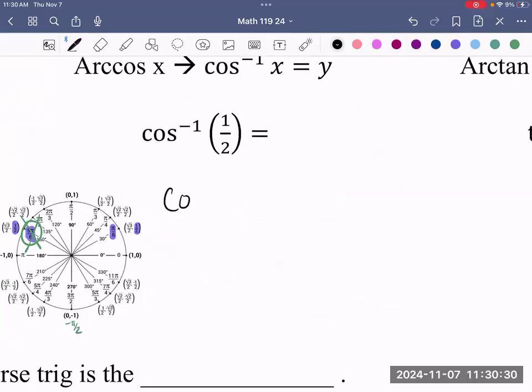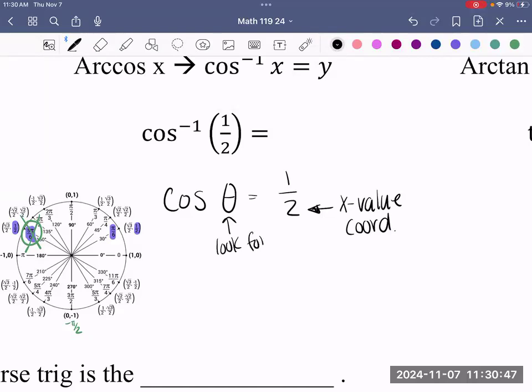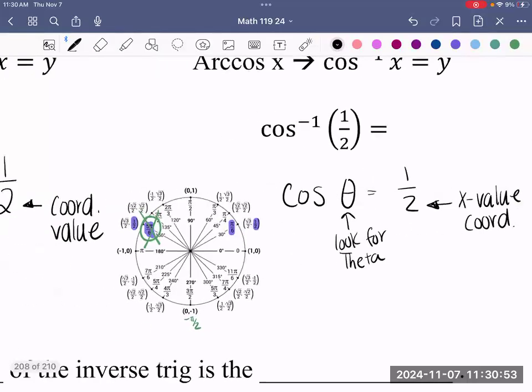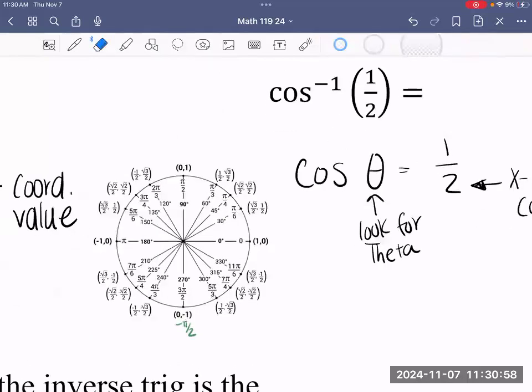Again, this is just looking for cosine of theta equal to 1/2. So therefore, what is your theta? This being your coordinate, now your x value, we are now looking for theta. With cosine of 1/2, that is at π/3. And let's see where else. I'm going to erase that part. Cosine is also 1/2 over at 5π/3.